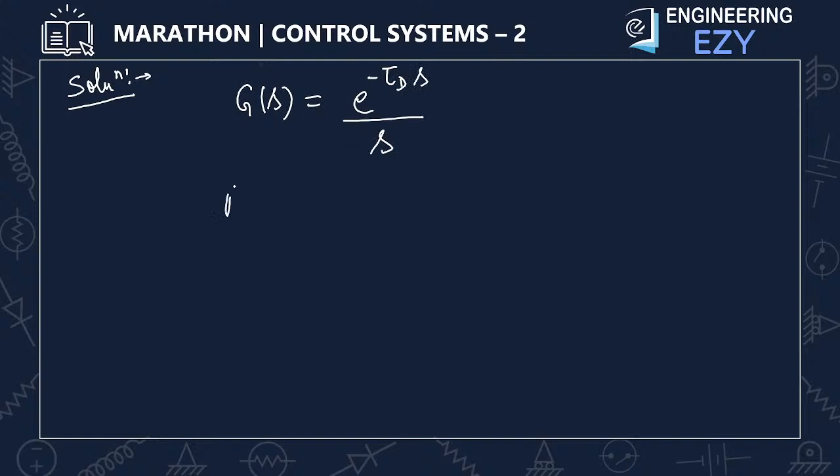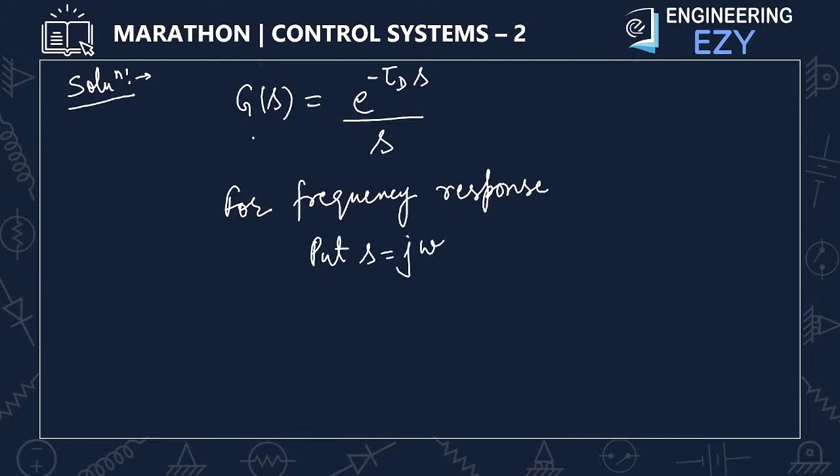So for frequency response, put S equal to j omega. And if you put S equal to j omega, what do you get? You get G(j omega) equal to e to the power minus j omega tau d divided by j omega.